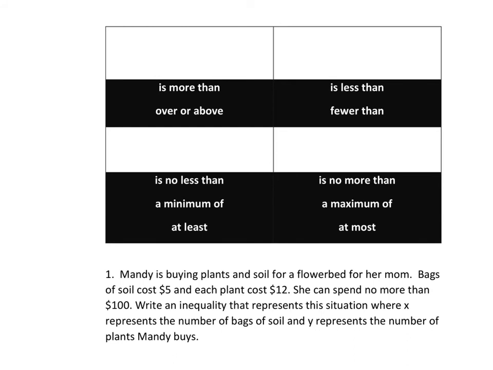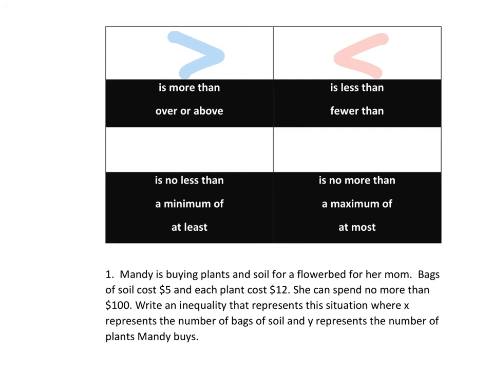So instead of saying is translates to an equal sign, we're going to see words like is more than, over and above, is less than, fewer than. Those translate to our inequality signs. Is more than is greater than, and is less than is less than. That's pretty self-explanatory.